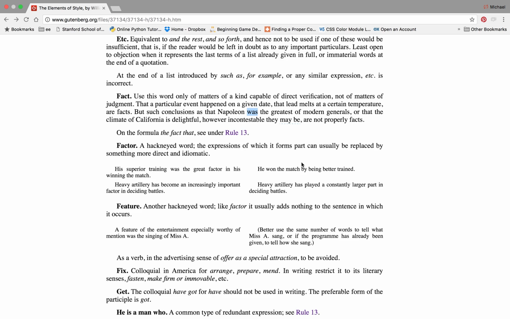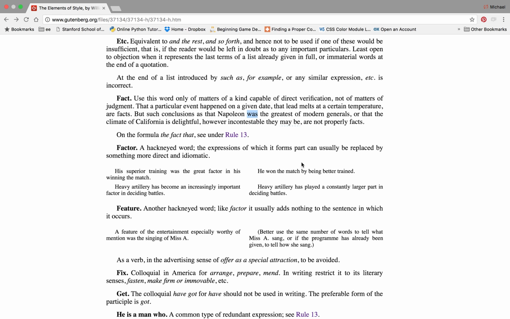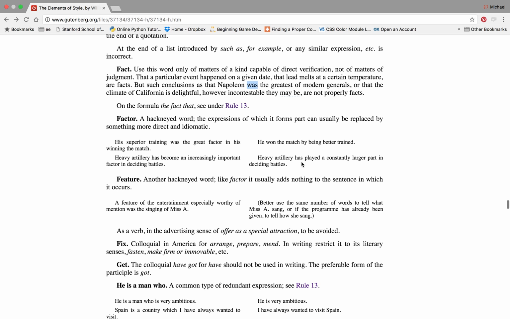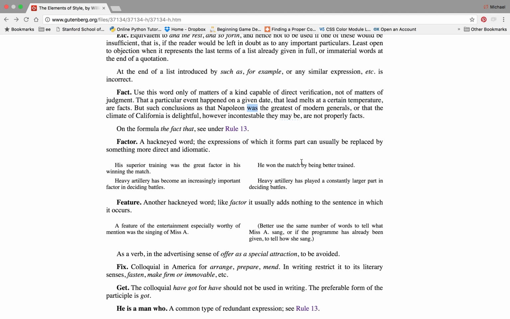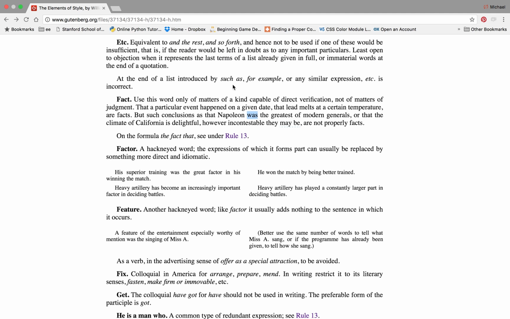Etc. Equivalent to and the rest and so forth, and hence not to be used if one of these would be insufficient. That is, if the reader be left in doubt as to any important particulars. Least open to objection when it represents the last terms of a list already given in full or immaterial words at the end of a quotation. We'll go over that a lot more thoroughly in a separate video. But just remember, it's at the end of a list. So you're going to say such as, for example, blank, blank, blank, etc.